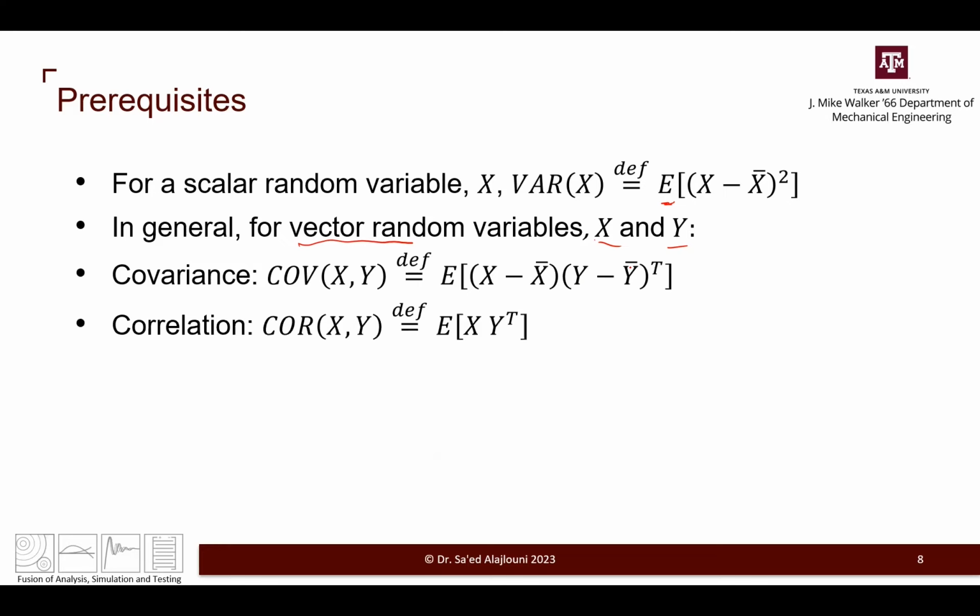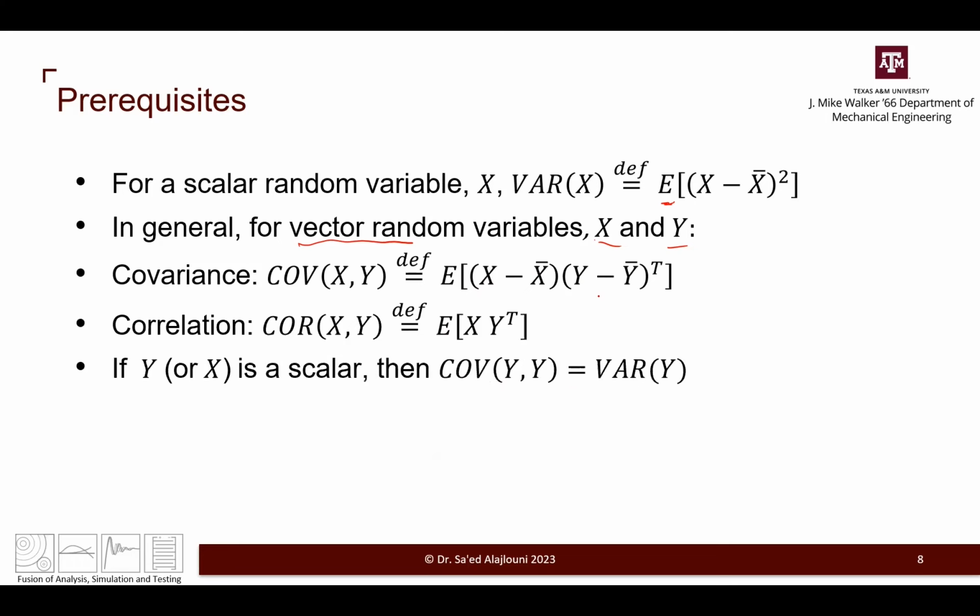We also define an important quantity called the correlation, and it's related to covariance, and I will show you how. The correlation is the same expression, except we're not subtracting the means of these corresponding random vectors. If y is a scalar, then the covariance is nothing but the variance. The covariance of y with itself, also known as the autocovariance, is nothing but the variance. That's in the case that y is scalar.